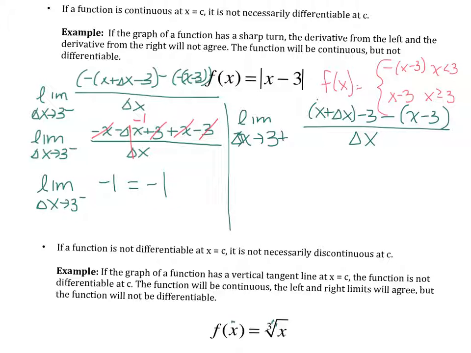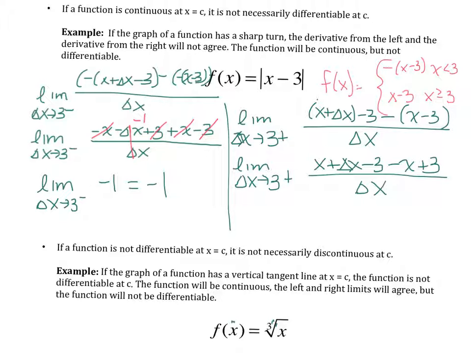And this is a little bit easier just because we don't have all those negative signs there. So the limit as delta x approaches 3 from the right of (x + delta x - 3 - (x + 3)) over delta x. Okay, so again, we can simplify where we can. We have a negative 3, positive 3, x, negative x, delta x over delta x is 1. So that leaves us with the limit as delta x approaches 3 from the right of 1, which is 1.